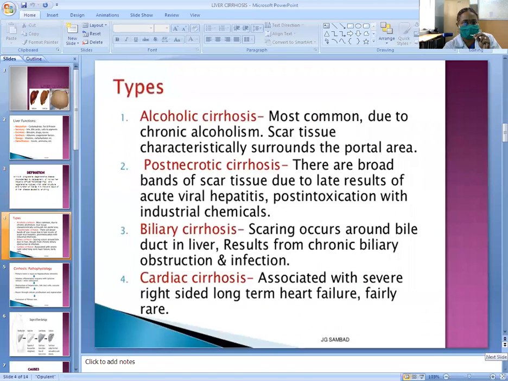These are the types of cirrhosis: Laennec's (alcoholic) cirrhosis, post-necrotic, biliary, and cardiac. These are the four main types of cirrhosis.